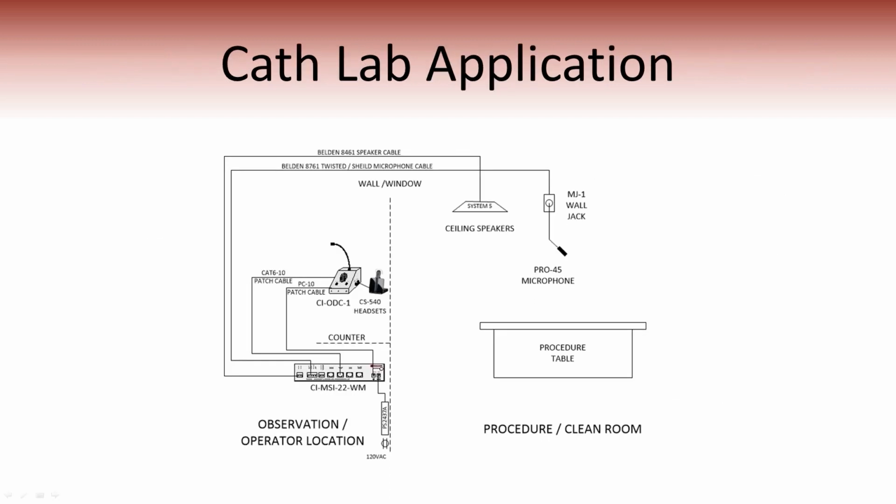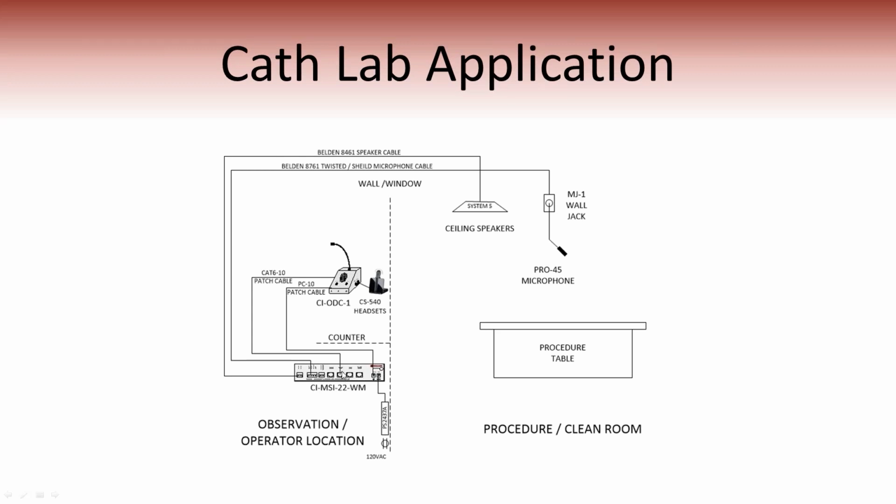Let's talk about some applications. In a typical cath lab application, you would have a hanging microphone, our little MJ1 mic jack on the ceiling with a Pro 45 dangling down over the procedure table, and a ceiling speaker in the ceiling. Those wires home run to your MSI, which is mounted underneath the counter in the observation room. You have your slave input connected to your master output of your operator desk console, and you have a power cord sending the power up to the operator desk console.